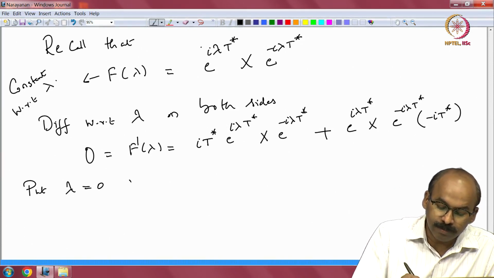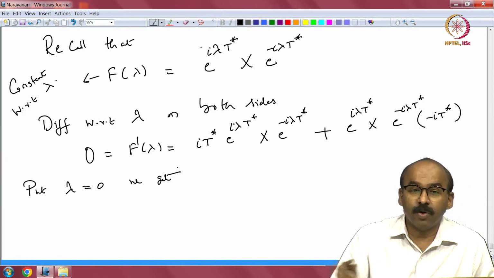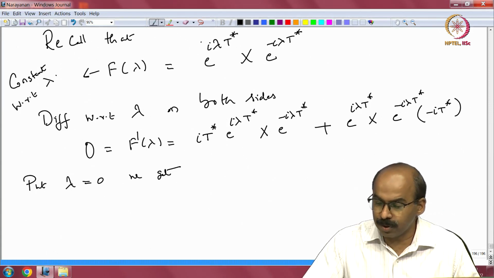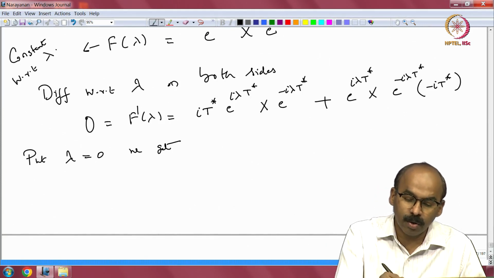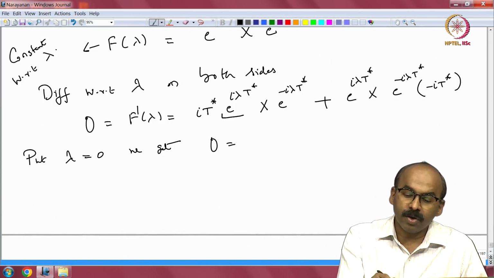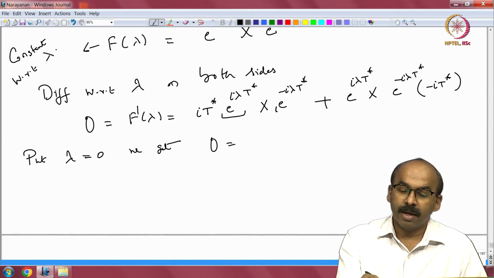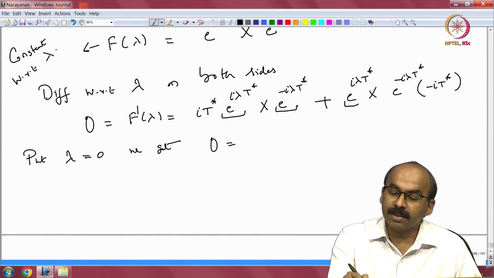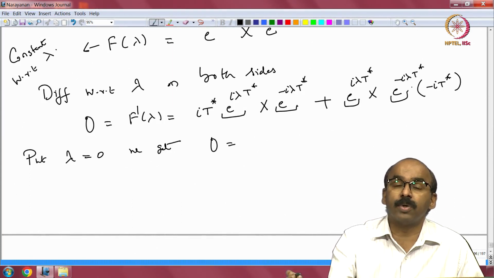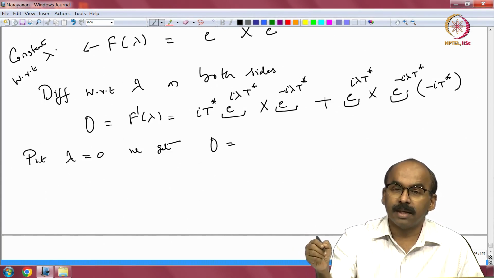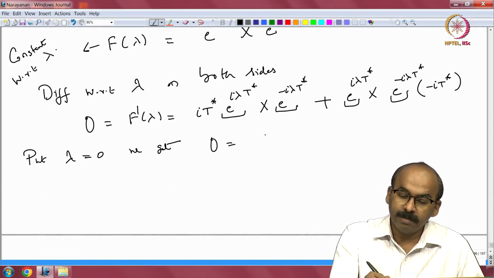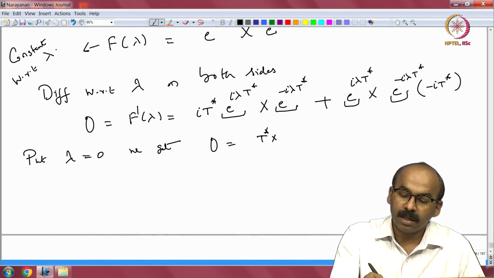So, put lambda equal to 0. What do we get if you put lambda equal to 0? In that identity, if you put lambda equal to 0, I get 0 equal to... So, lambda equal to 0 here will give me identity, here also it will give me identity. So, I have i t star times x. Similarly, this is identity and this expression is also identity, and I have minus i t star. i is there, so I can cancel the i from both sides. I will simply get t star x minus x t star, right.